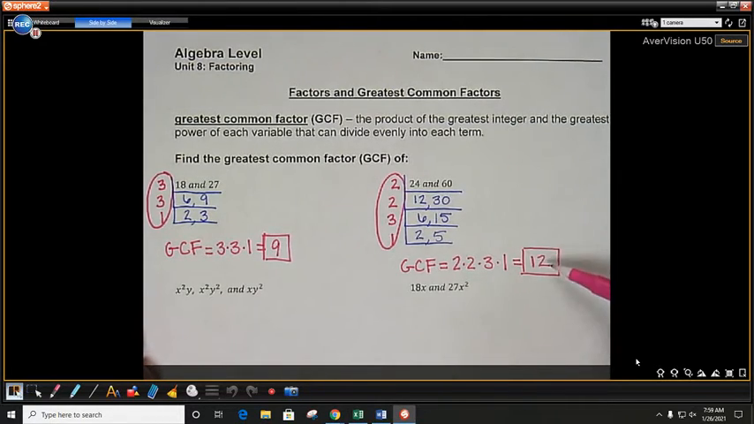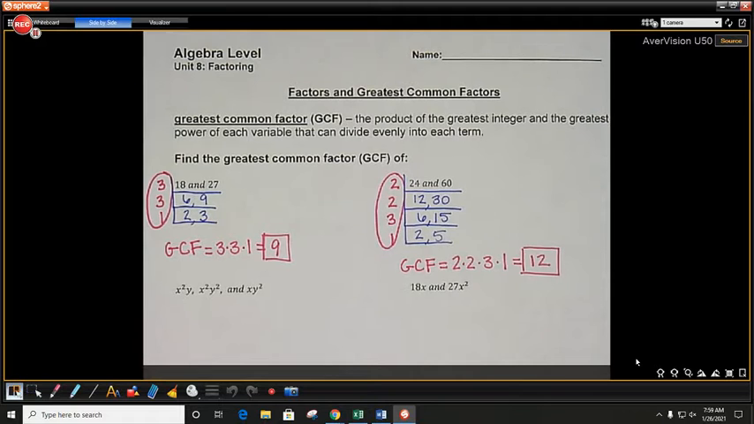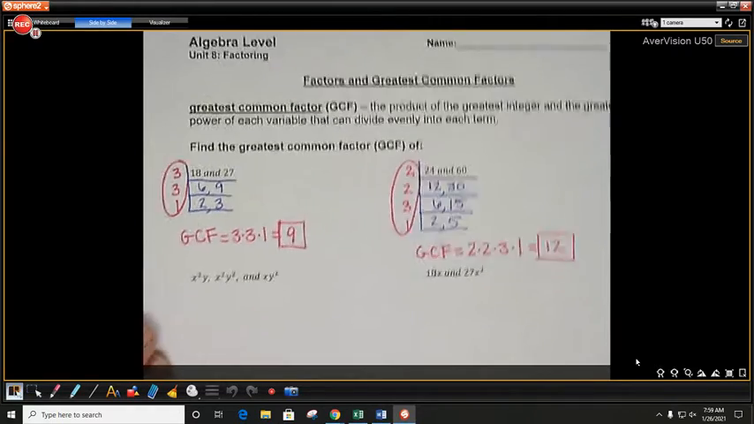Now again, you can always go back and check yourself. 12 times 2 is in fact 24. 12 times 5 is 60. So we did a good job. So that's how you take out your greatest common factor, if they are just numbers.